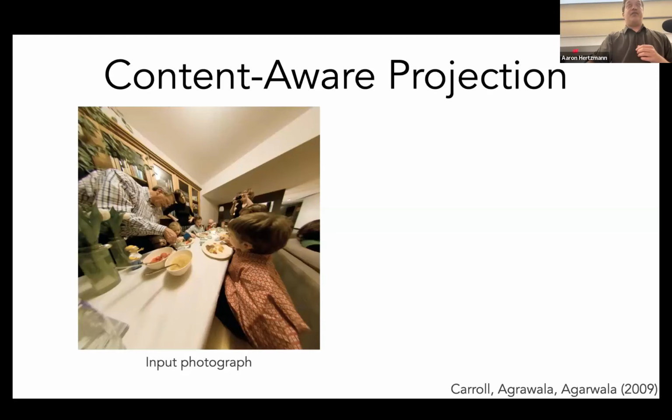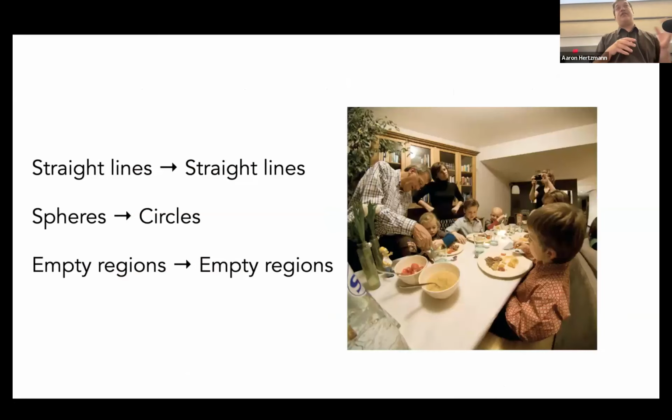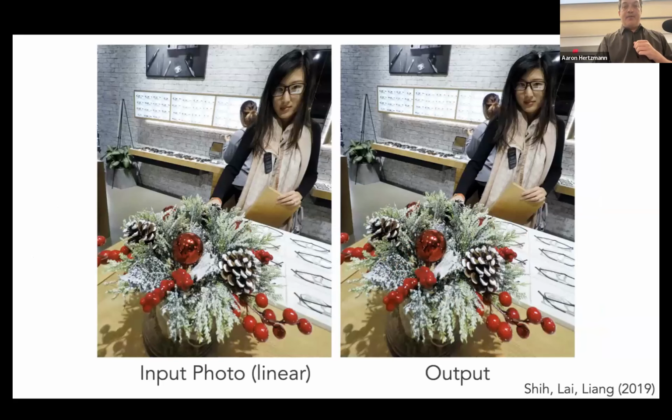So within computational photography, some of the best ways to create projections are content aware and adaptive. And I'll just point out one or two of these methods. There's a paper from Rob Carroll where they take an extremely wide angle photograph and then perform a numerical optimization for a warp of that photograph that looks much better, much less distorted. And they do it by optimizing terms that correspond to special cases of what I just described. That straight lines should become straight lines, spheres should appear as circles, and for empty regions, we kind of don't care what happens with them.